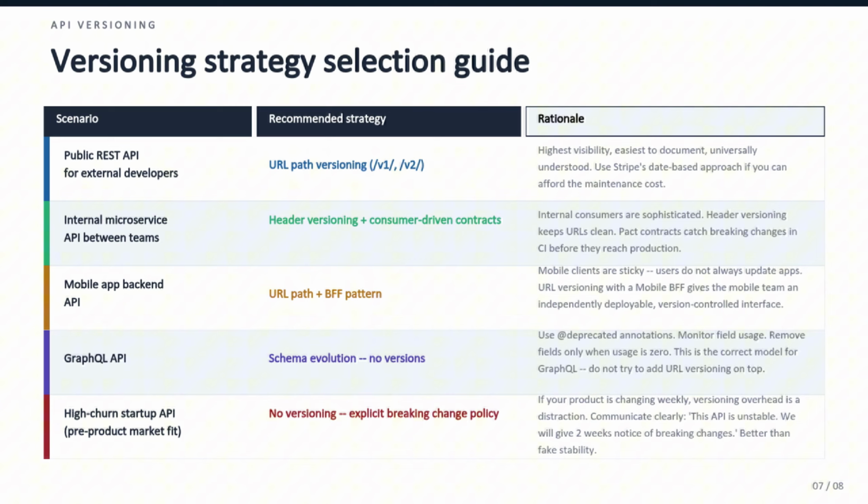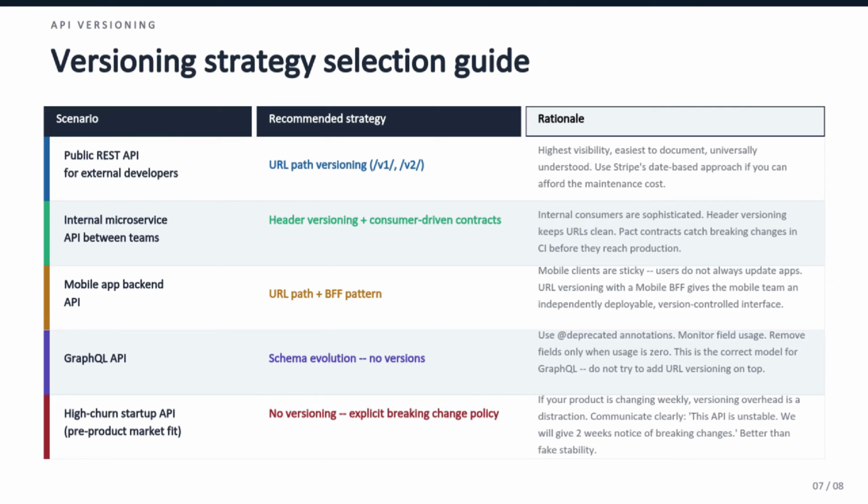Now scenario 4, GraphQL APIs. GraphQL is a different API technology compared to REST. And here, honestly, you usually should not use URL versioning at all. Instead, you evolve the schema gradually over time. So if a field becomes old, you mark it with something called the deprecated annotation. Annotation basically means metadata or a warning attached to the schema.